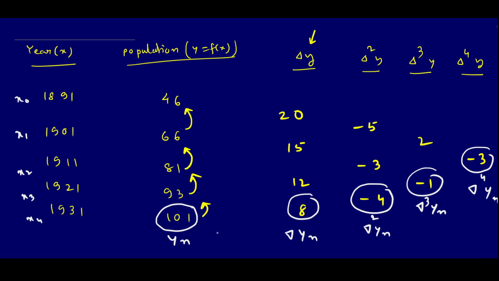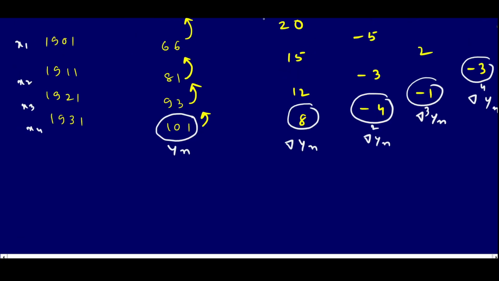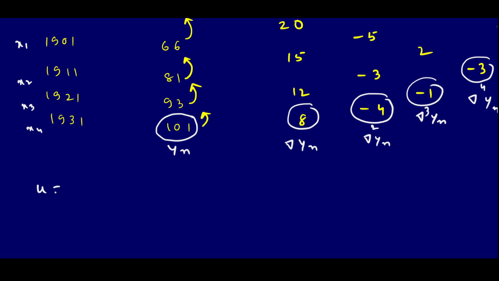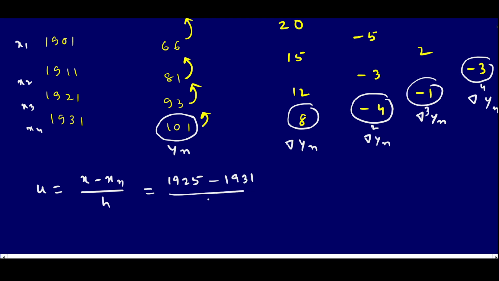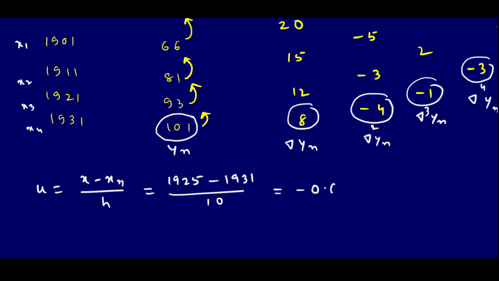So simply what to do? First we'll find u. I have already shown how to find u. Our u is x minus xn by h. x means the point at which we have to find, which is 1925. Our xn is the last value of the argument, which is 1931. h is 10. If you calculate it, you will get minus 0.6.